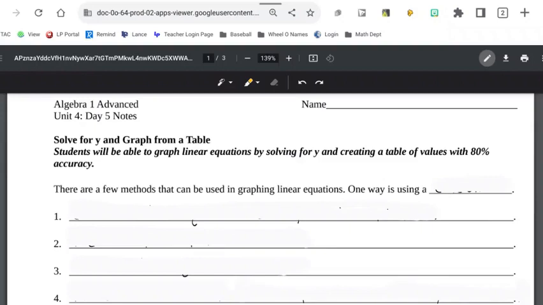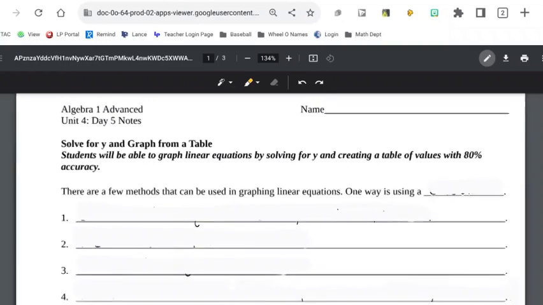Hey everyone, welcome back to Unit 4, Day 5 Notes. Today we're going to solve for y and graph from a table. So, our goal today is students will be able to graph linear equations by solving for y and creating a table of values with 80% accuracy.